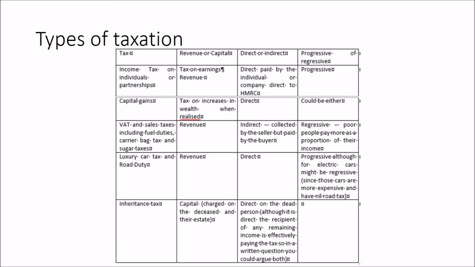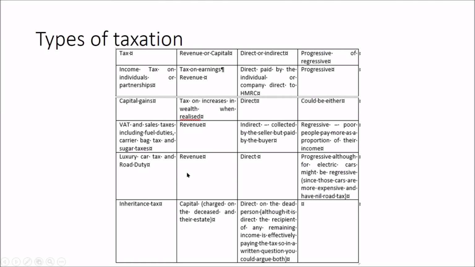Smoking, drinking, betting, and car use. Things that generate carbon. So although they are regressive, and so that would be considered bad, the items themselves are considered bad, and therefore that gives the excuse for the regressive taxation policy.